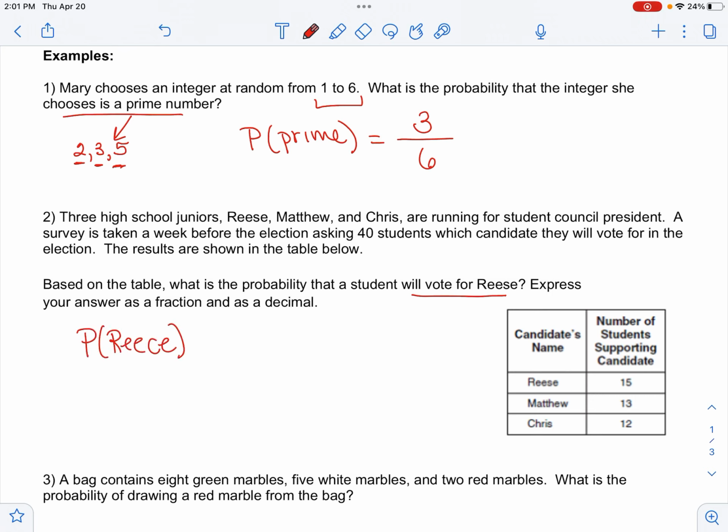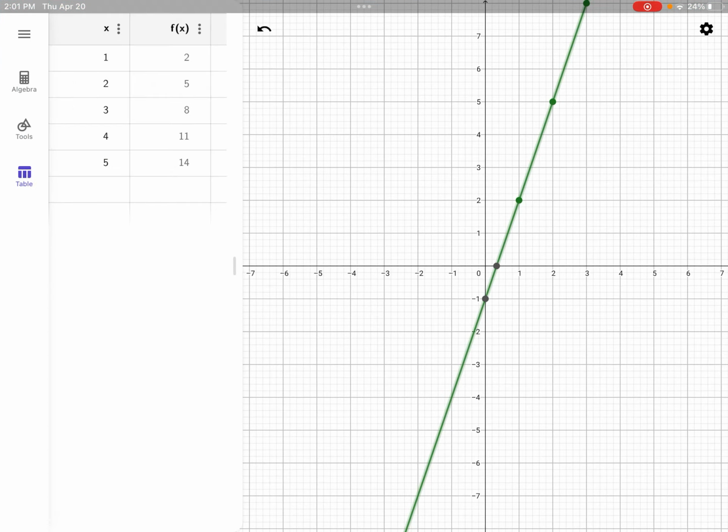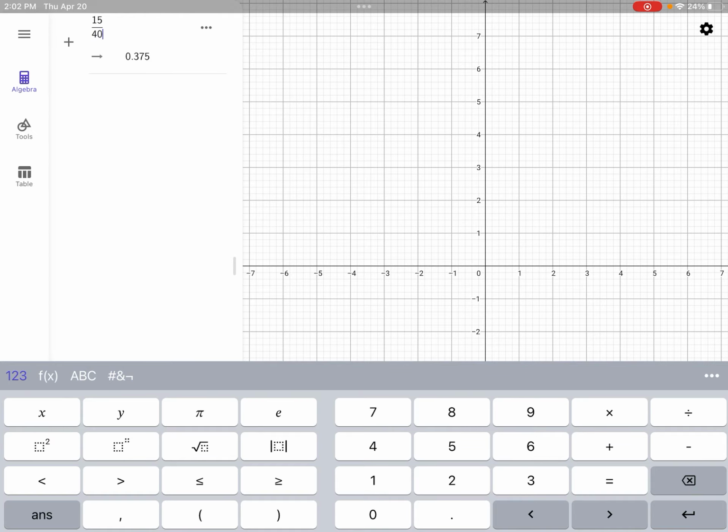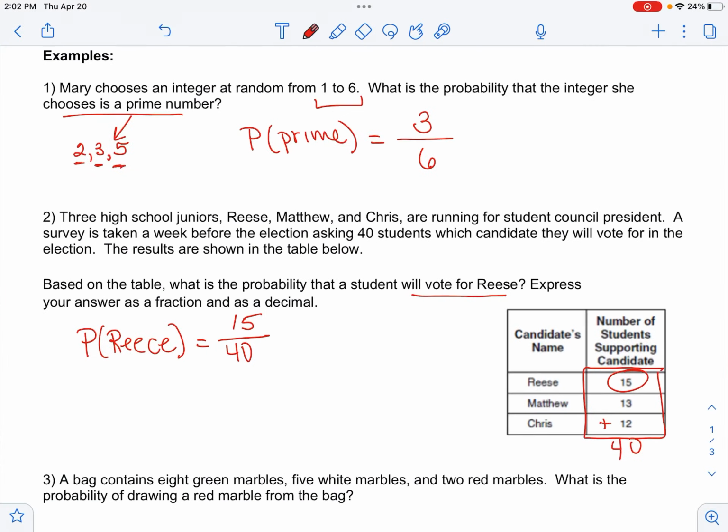So probability that you are going to have Reese, again, I always like to do the denominator first. The total number of votes would be 40. That's your denominator. The numerator is how many favorable there are. That's how many are choosing Reese. That's 15 out of 40, which could be reduced to 3/8. To get it as a decimal, I could just put 15 divided by 40 in the calculator, 0.375.